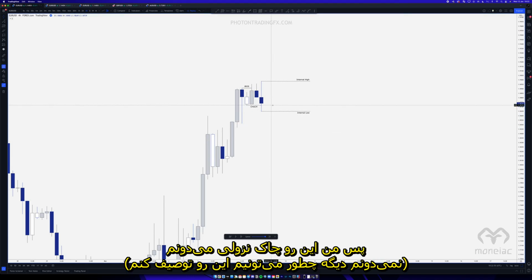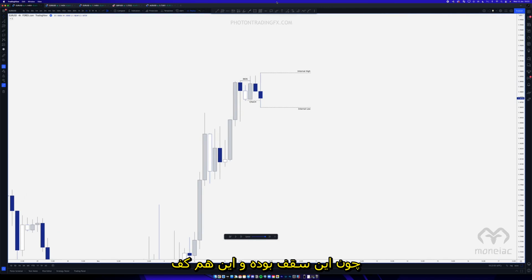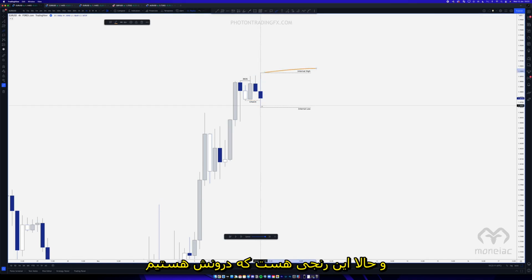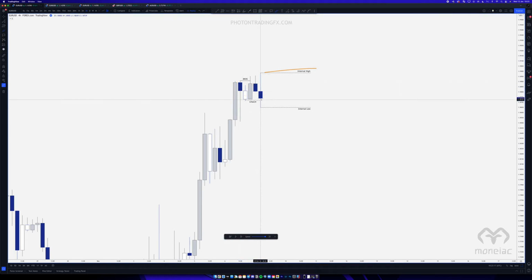For me it's a bearish change of character. I'm not really too sure how else to explain that because this was the high here, this was the low, price has taken the high and it's taken the low. So now, this is the new range we are within. We were bullish, and now we are bearish. That's the way essentially I view that.